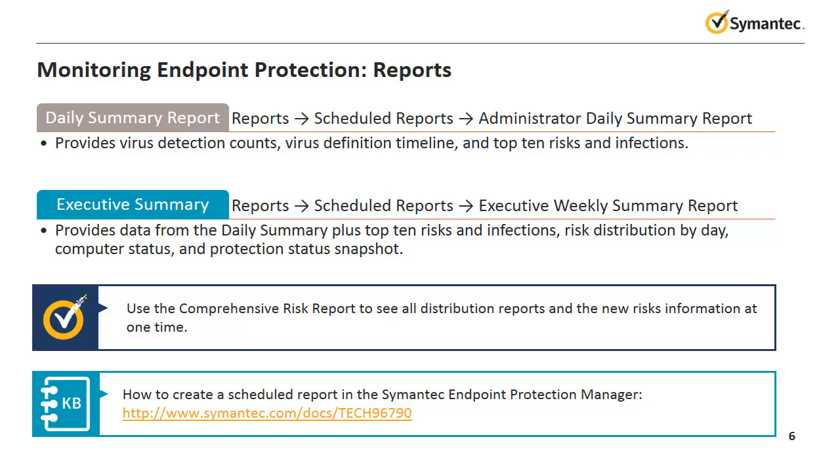There is also an executive summary report that you can schedule to run once a week and shows threat activity in the environment. It provides data from the daily summary report, plus top 10 threats and infections, risk distribution by day, computer status, and a protection status snapshot. Executive Summary is helpful for conducting a health check and identifying what areas need further investigation. Or if you want to see all distribution reports and new risk information at the same time, run the Comprehensive Risk Report. For more information on creating scheduled reports, see the KB listed on the screen.